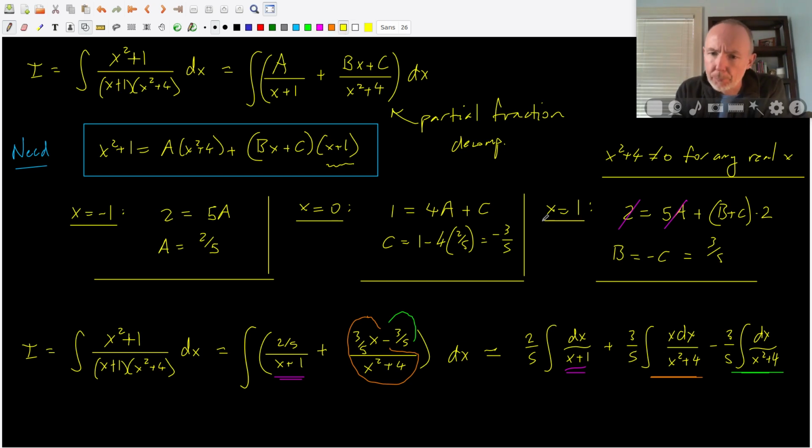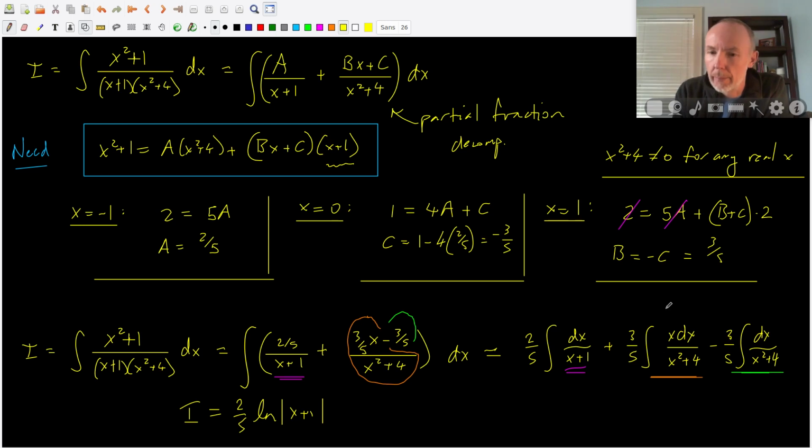And they're very different. We're going to do them in different ways. We know how to integrate the first one, right? The first one's pretty straightforward because we've done that a lot at this point. That's the natural log of the absolute value of x plus 1. There's the integral of this.